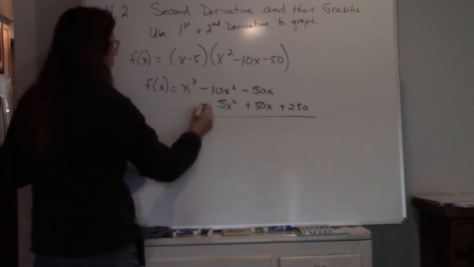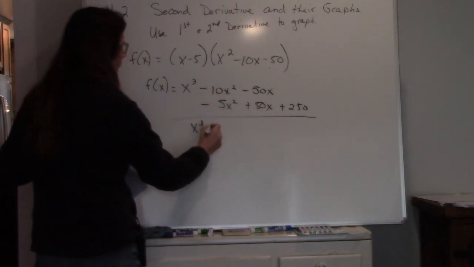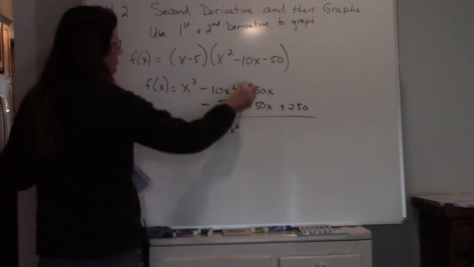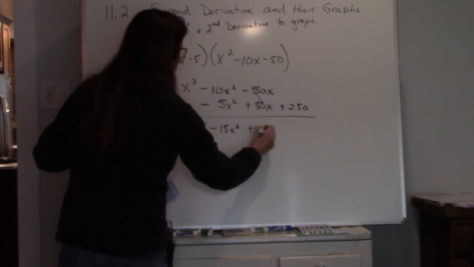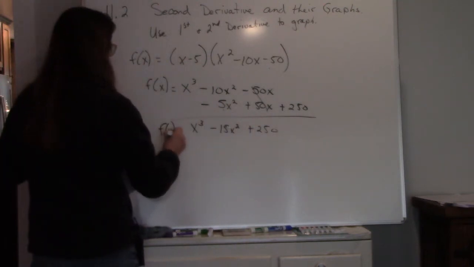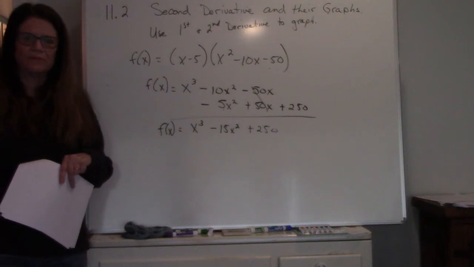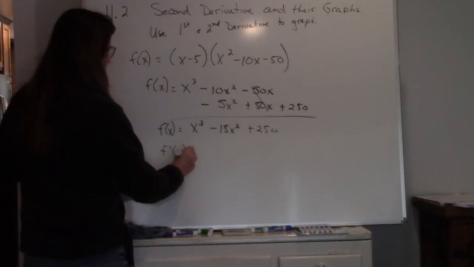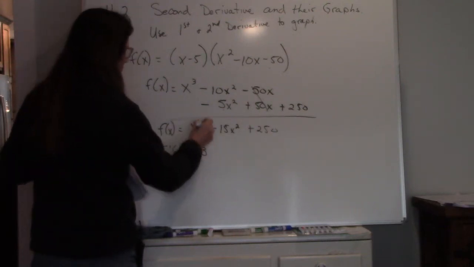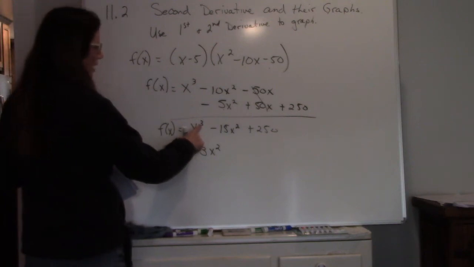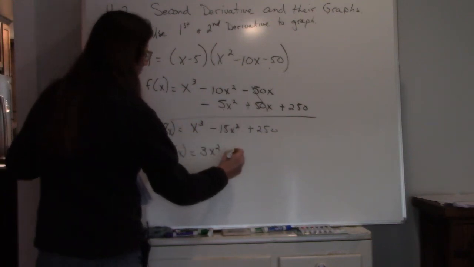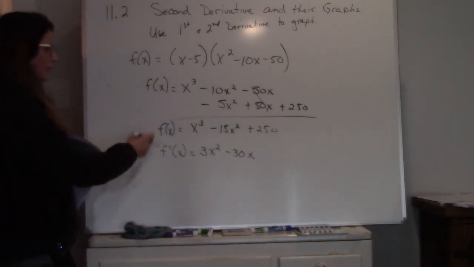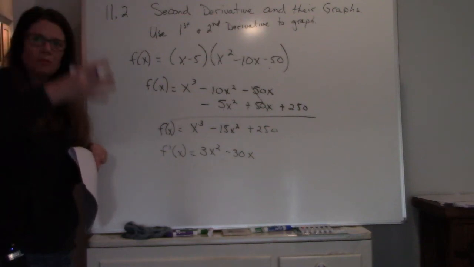So I have x cubed. Negative 10x squared minus 5x squared is a negative 15x squared. Negative 50x plus 50x, those cancel. So then plus 250. So this is my original function. Now I can go to my first derivative. Using the power rule, drop the exponent to the front and multiply, and then subtract 1. 2 times negative 15 is negative 30. Subtracting 1, the 250 goes to 0. There's my first derivative.